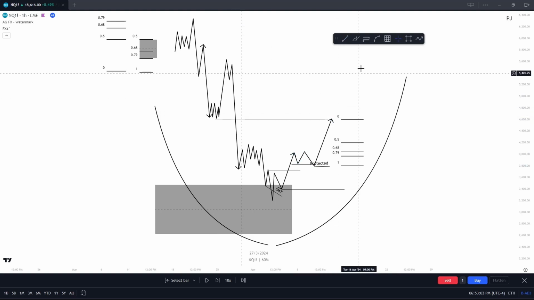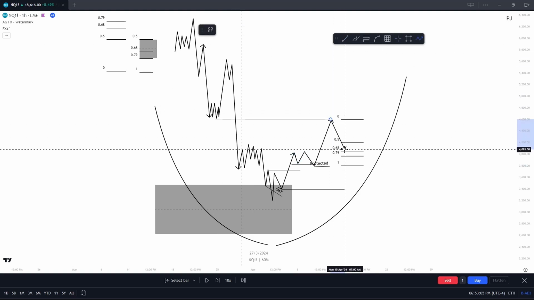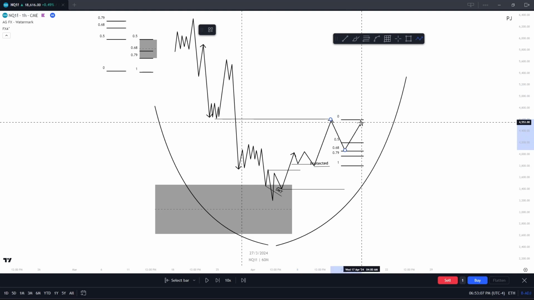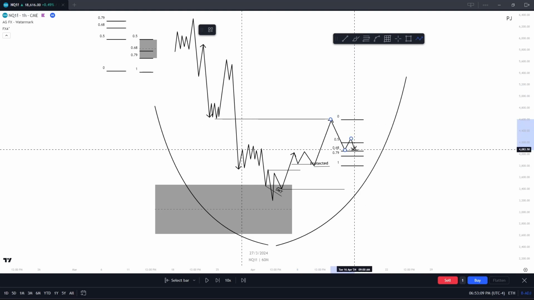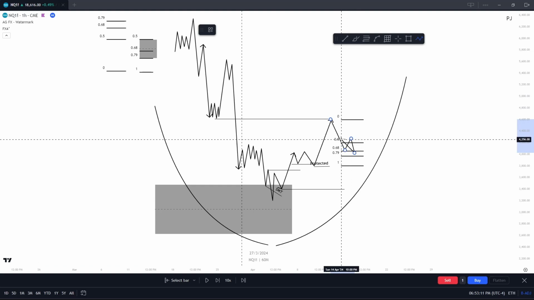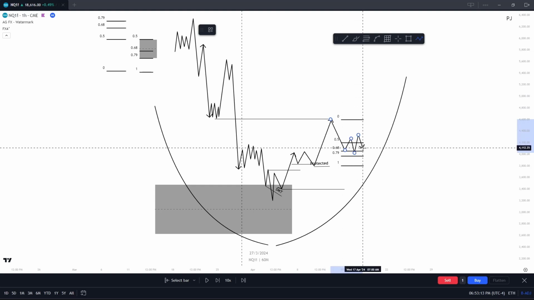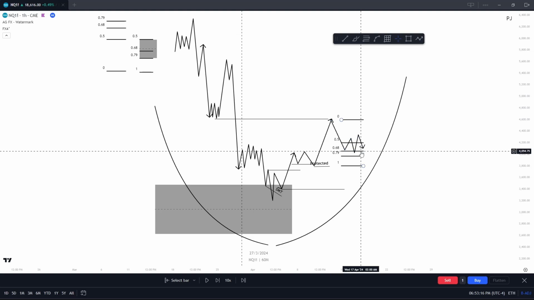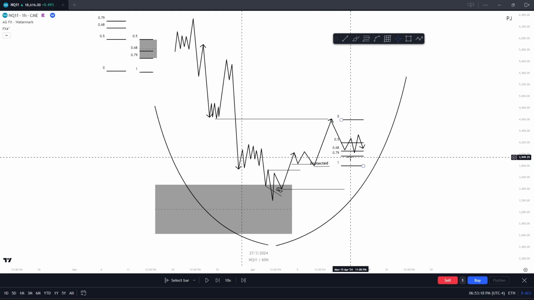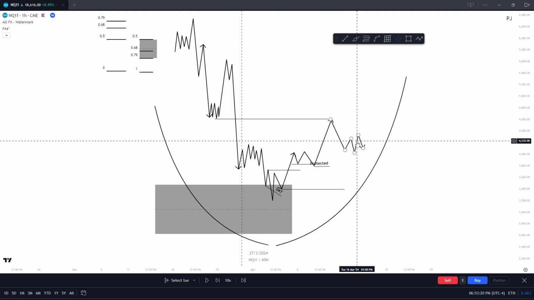mitigate the breaker, deliver lower very quickly, fail to close below, either have another SMT, form a balanced price range, sweep sell side into buy side. We've come into OTE of the range and formed a balanced price range.